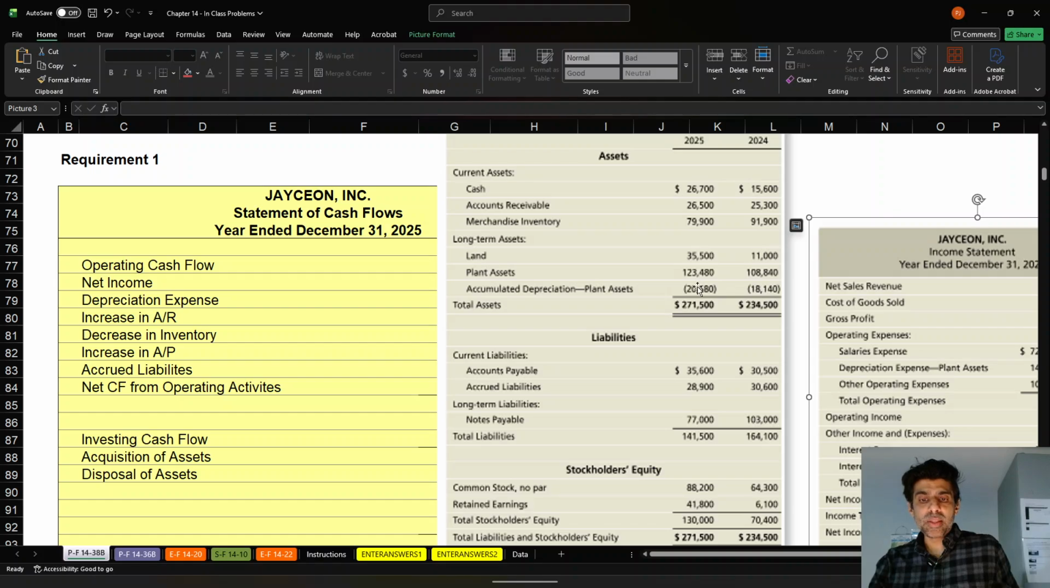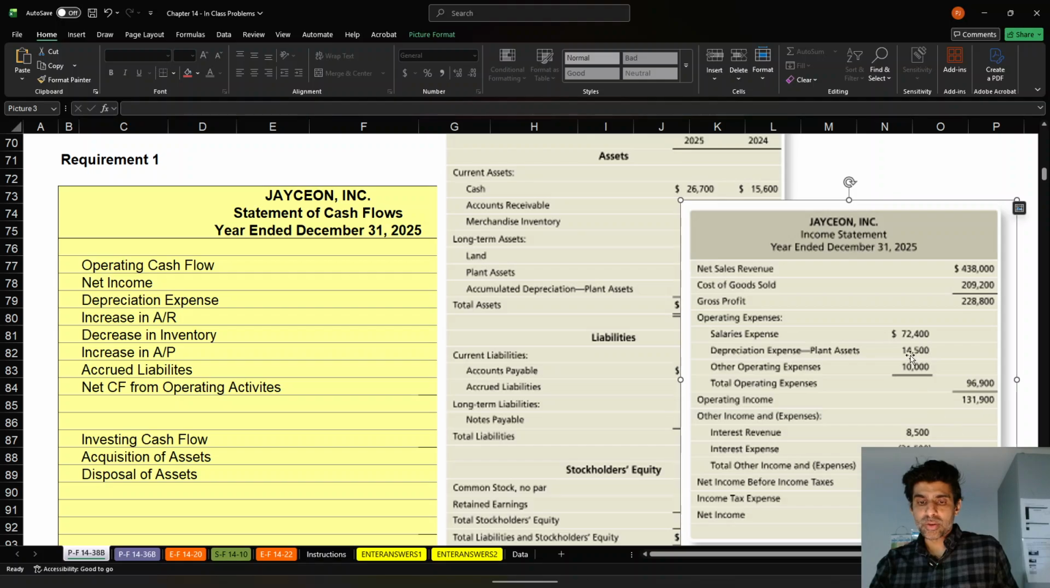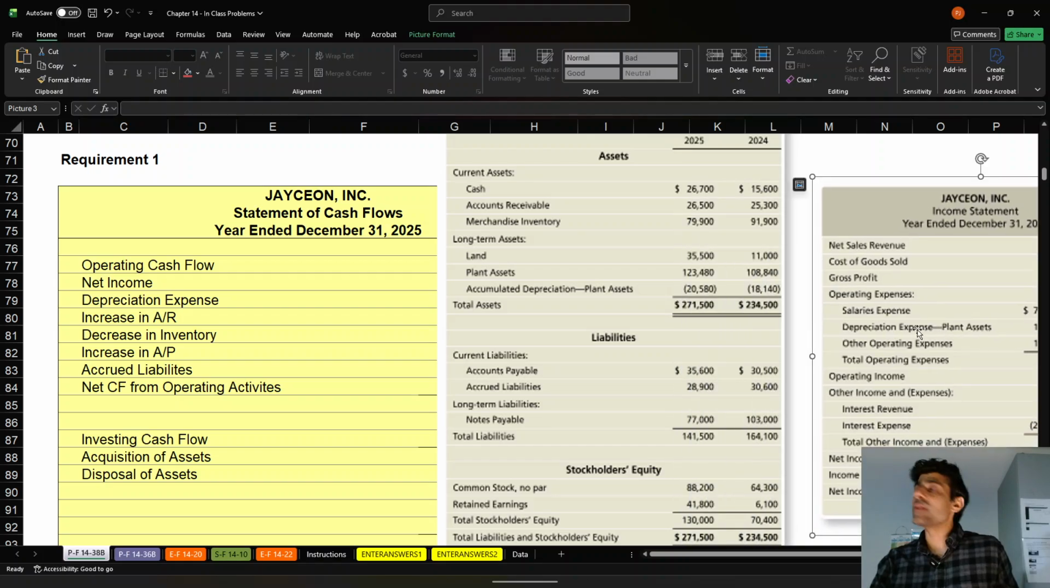You have a change in accumulated depreciation based on your depreciation expense. So you just have to recreate the T accounts for land and plant assets and accumulated depreciation based on the information. And from that recreation of the T accounts, you'll know how much you acquired and how much you disposed of. Okay, so try to do that.